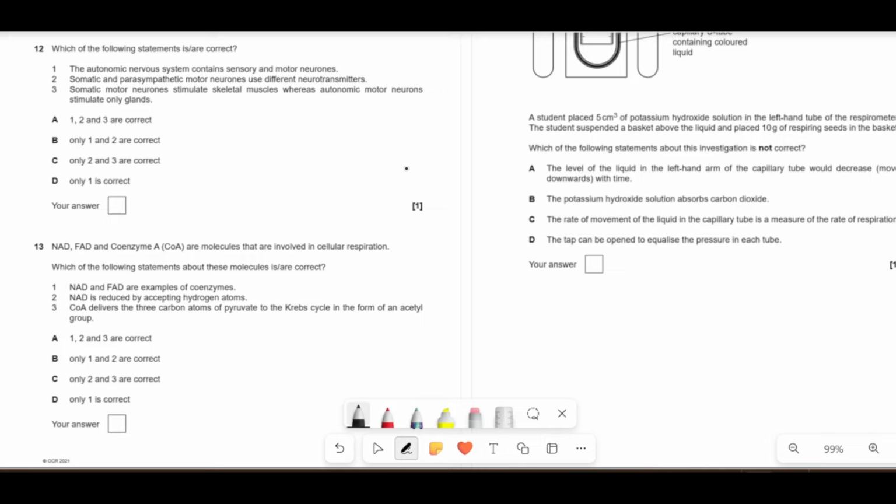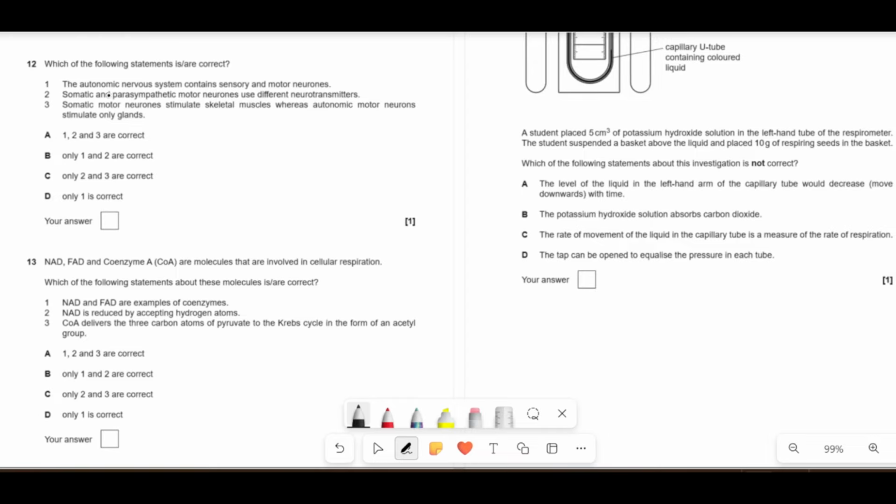So now it says, which of the following statements are correct? The autonomic nervous system contains sensory and motor neurons. Somatic and parasympathetic motor neurons use different neurotransmitters. The autonomic nervous system contains sensory and motor neurons. That is correct, because, for example, if you want to detect low or high blood pressure, you're going to need a sensory neuron to detect that, and also to send out impulses to do something with the motor. With the muscles, like cardiac muscle, needs a motor neuron, so that one is true.